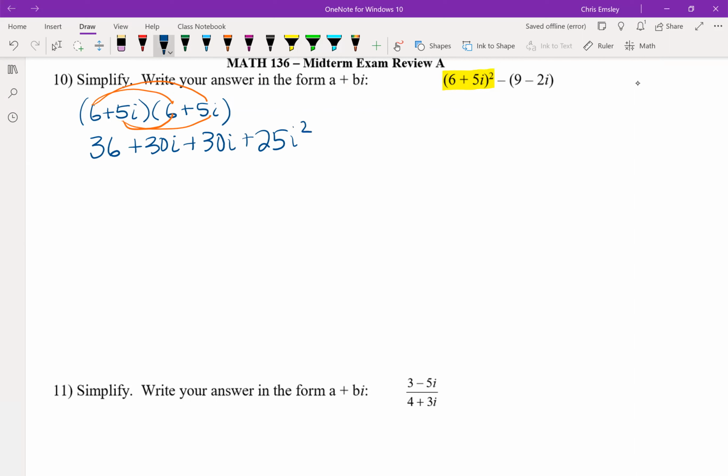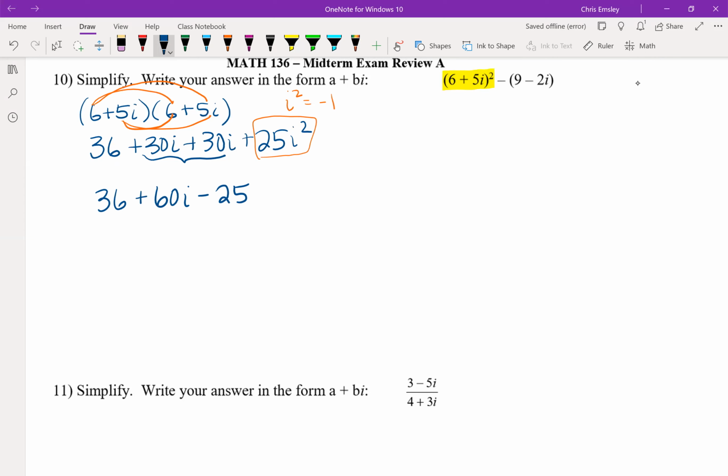We'll copy the rest of that down in a second. We do want to combine these two like terms in the middle. And then the other key thing to remember is that i squared is equal to -1. So what we have right here is 25 times -1. So when we go to simplify, that is actually -25. The i goes away altogether because that's -1. 25 times -1, we get -25.